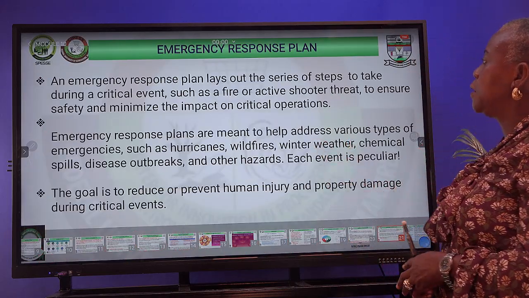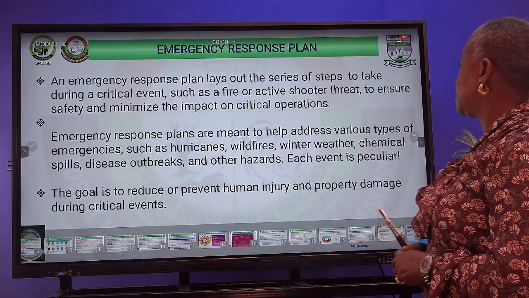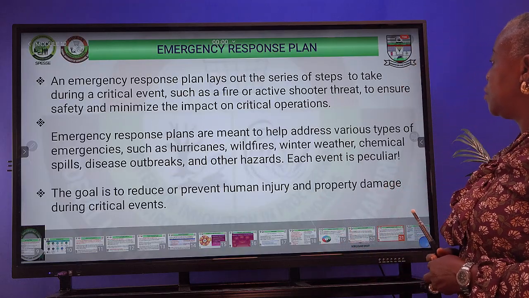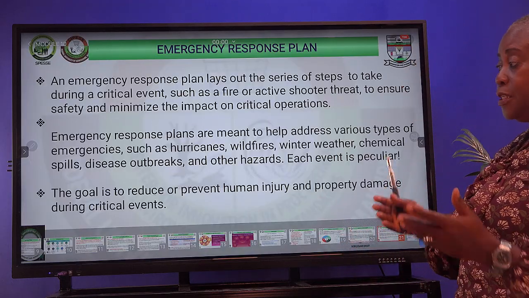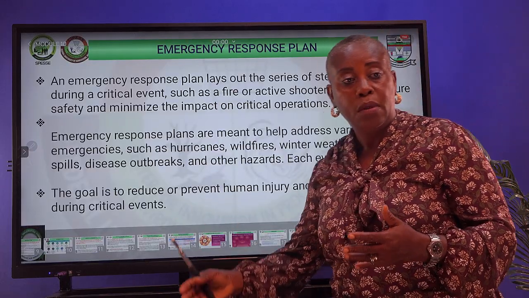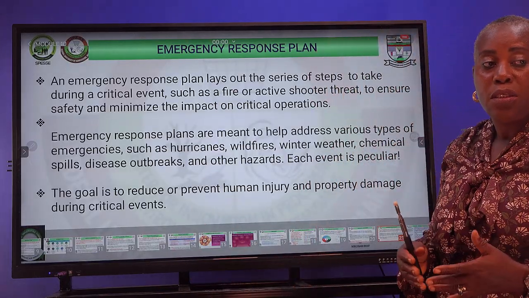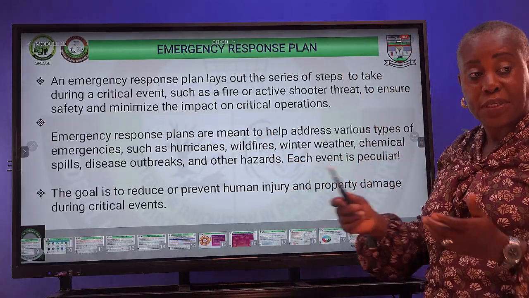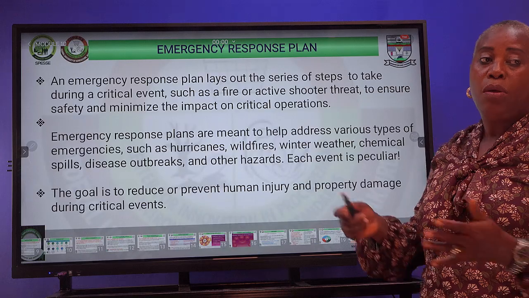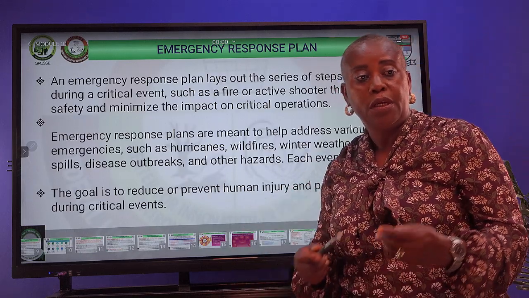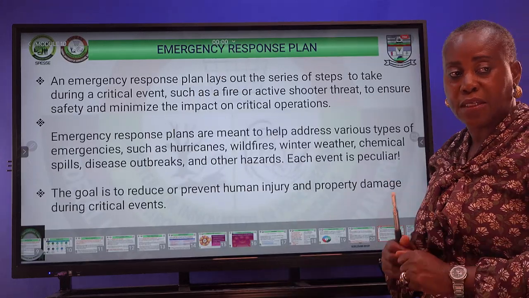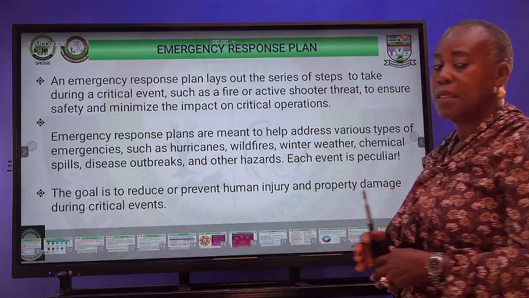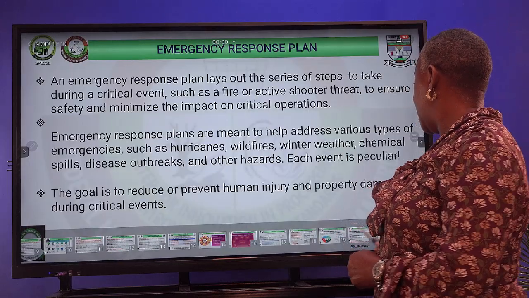An emergency response plan lays out the various steps to take during critical conditions, and is meant to address various types of emergencies. As we know, each emergency comes with its own pattern, so it's not a one-size-fits-all approach to respond to every emergency. As the situation presents, there are certain processes or procedures to adopt in responding to it. A plan suits the emergency that is at hand. So we must have basic steps to know how to respond to it.